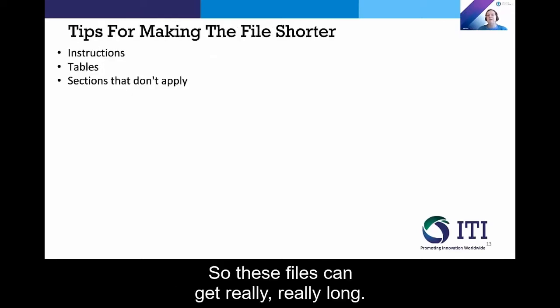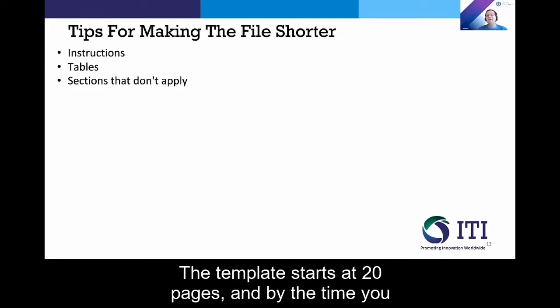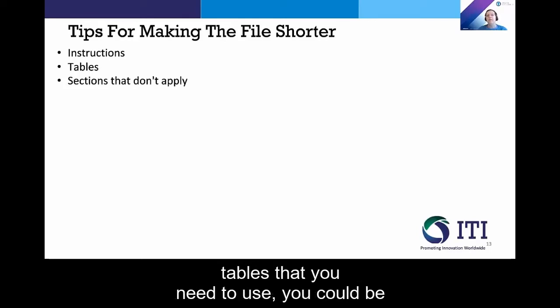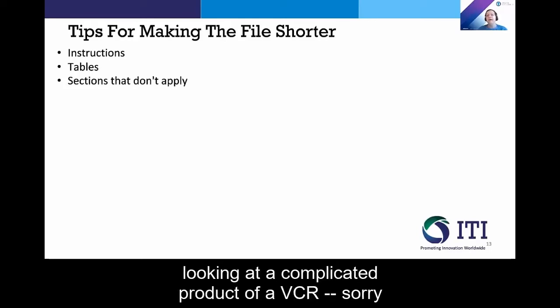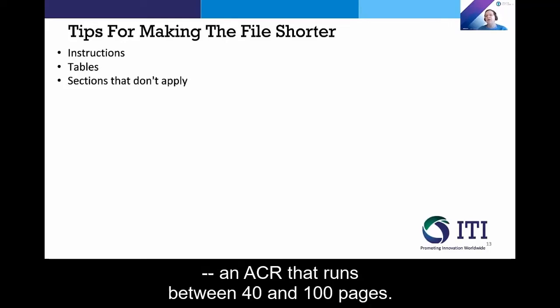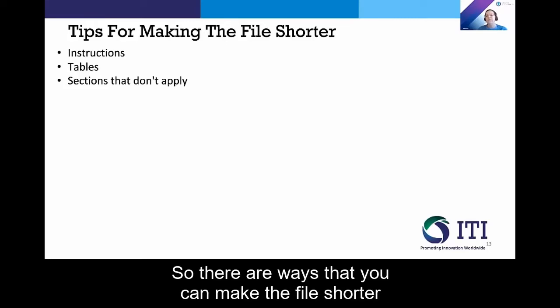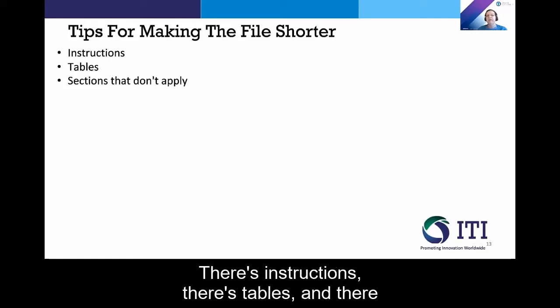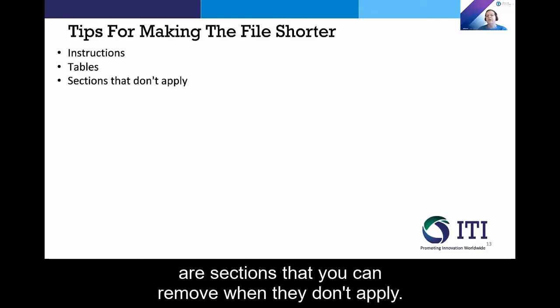So these files can get really, really long. The template starts at 20 pages, and by the time you fill in all of the remarks and notes and all the different tables that you need to use, you could be looking at a complicated product with an ACR that runs between 40 and 100 pages. So there are ways that you can make the file shorter without invalidating the content of the ACR. There's instructions, there's tables, and there are sections that you can remove when they don't apply.